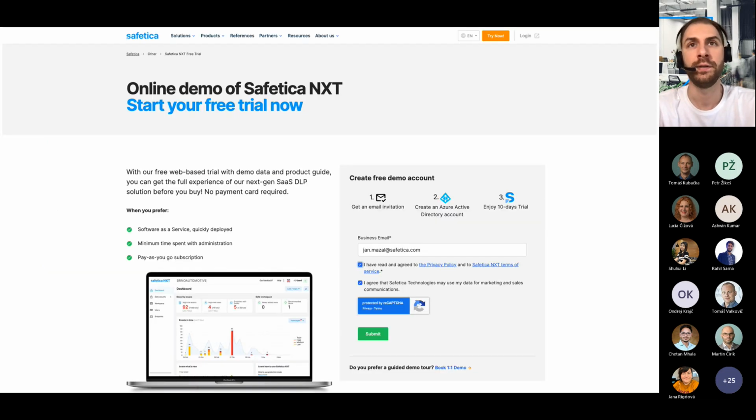So any visitor of safetica.com can click on a call to action button, start free trial or try now. And with the full support of the Safetica expert team, they will be able to touch and feel, to get the experience of how Safetica Next works. After receiving the email invitation and, in a couple of clicks, creating an Azure Active Directory account, they can enjoy the 10 days trial where they have dummy data, so they go through the reports. There is also the in-product guide that helps them to understand where they can find the most important things in the console.